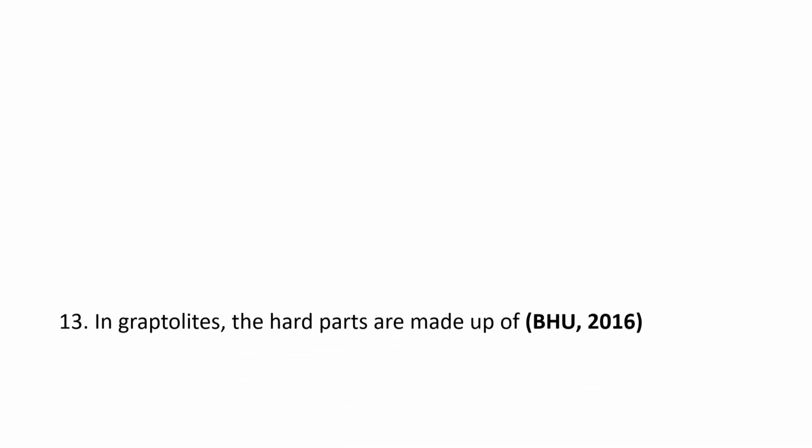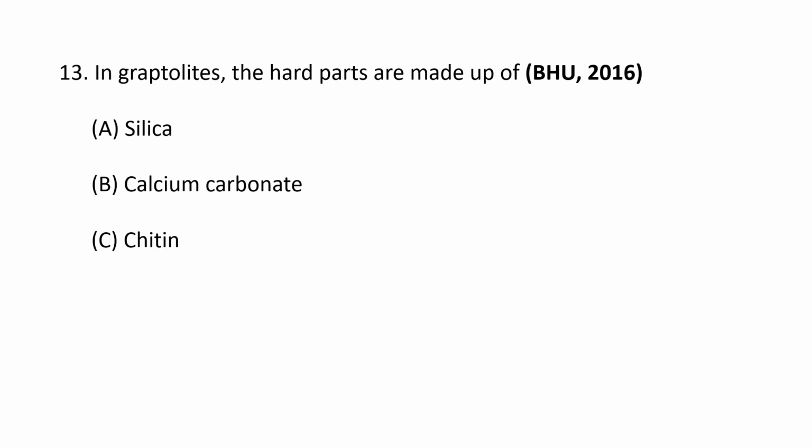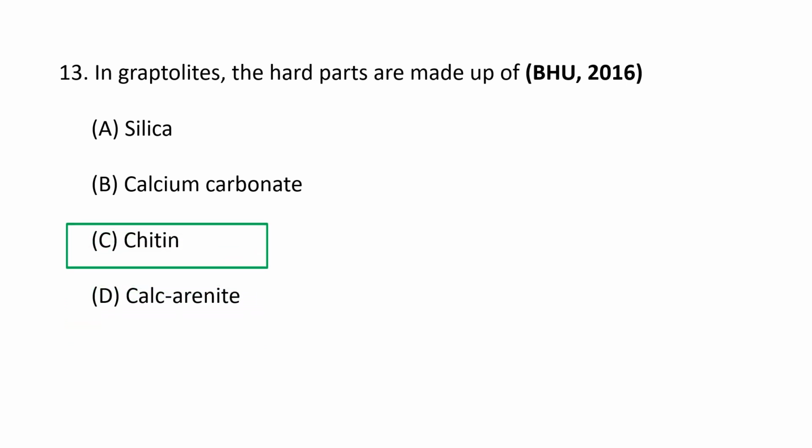Next question. In graptolites, hard parts are made up of A, silica, B, calcium carbonate, C, chitin, and D, calcarenites. In graptolites, the hard parts are made up of chitin. Most plants and animals have hard parts capable of becoming fossilized. So these include shells, teeth, bones, and woody tissues of plants. These hard parts are composed of substances such as calcite, calcium phosphate, silica, and chitin, which are capable of resisting weathering and chemical reaction. So C, chitin is the correct option.